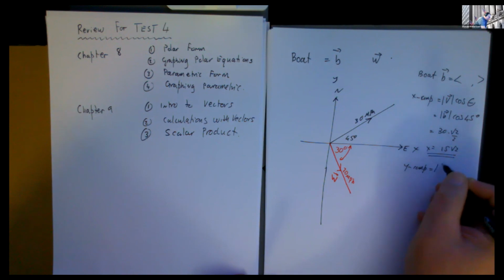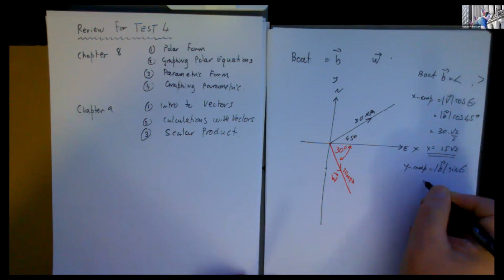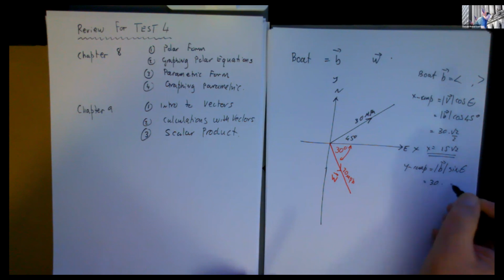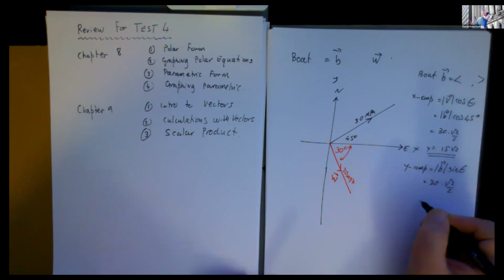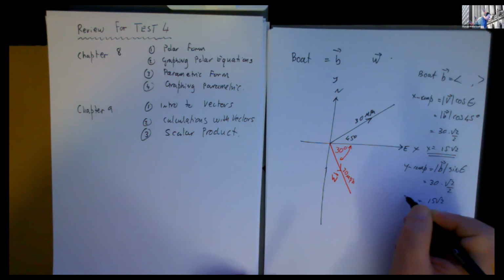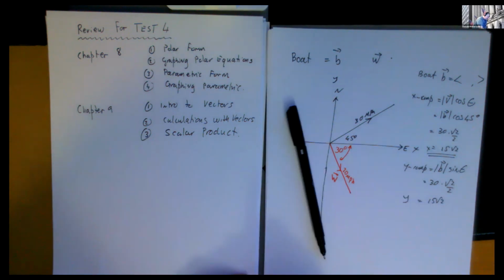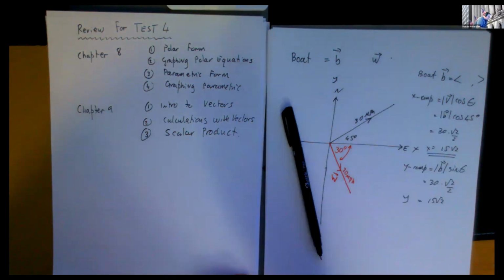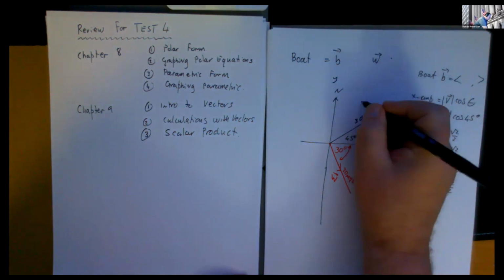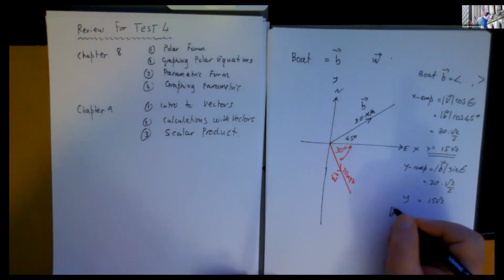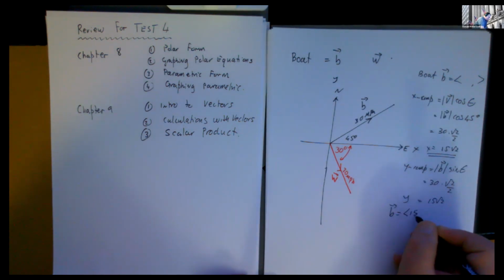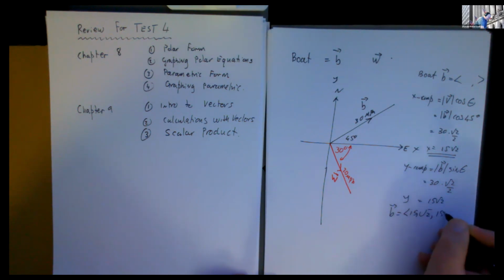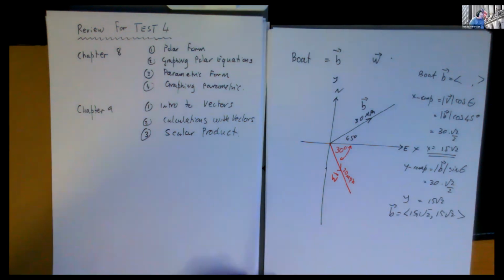Let's get the y component. It's going to be the magnitude of the vector b times the sine of its angle. So it's going to be the magnitude, which is 30 miles an hour, and the sine of 45. And that's going to also give me 15 root 2, which means that the vector b is 15 root 2, 15 root 2. That's its x and y values.